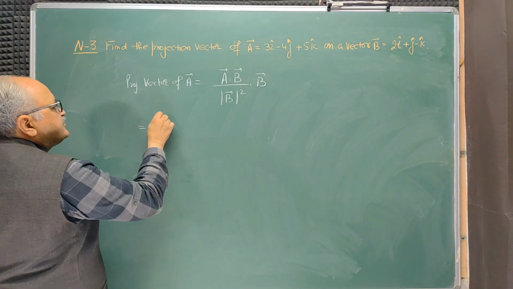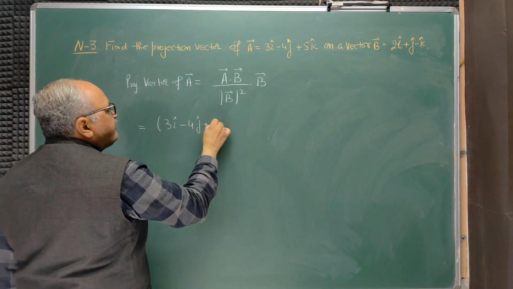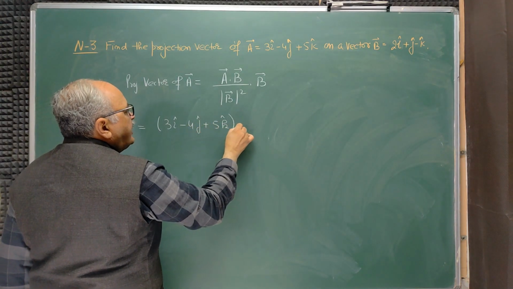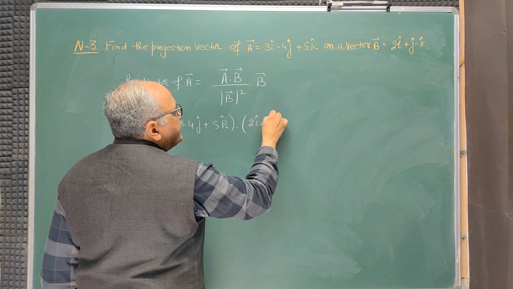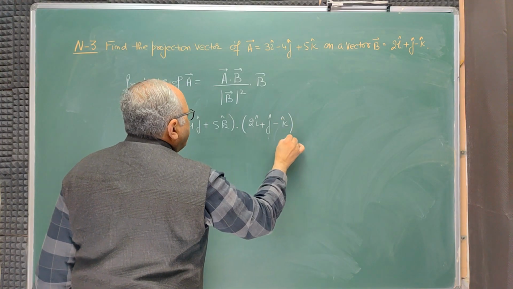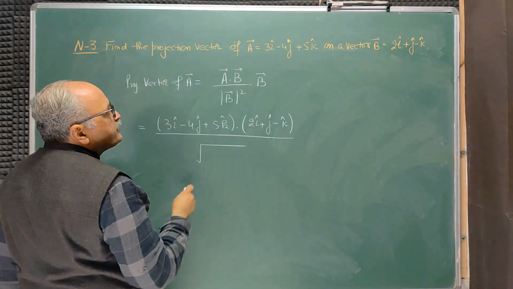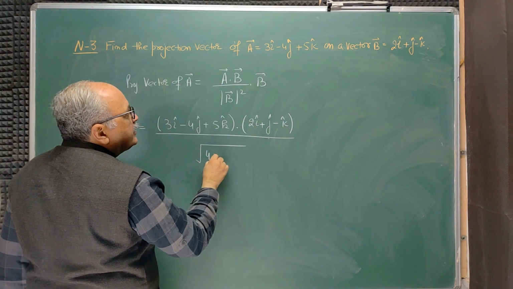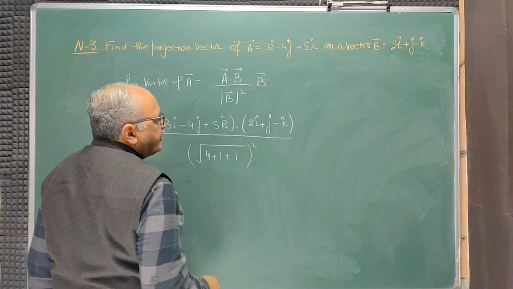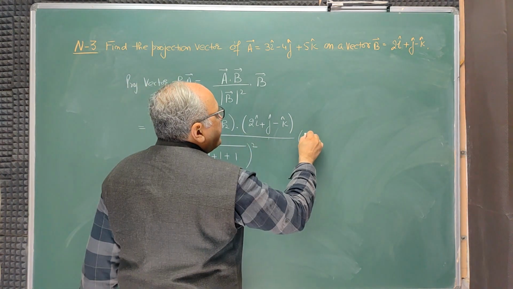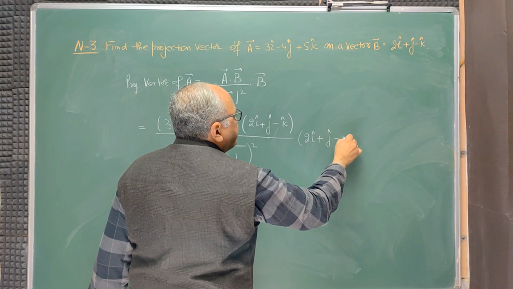So obviously in our case it is going to be 3i minus 4j plus 5k as A vector, dotted with 2i cap plus j minus k cap, and divided by the magnitude of B. Magnitude of B is 2 square, that is 4, plus 1, minus 1 square is 1, and then the square root is to be taken. Finally, we have to multiply it with B vector, which is 2i cap plus j minus k.